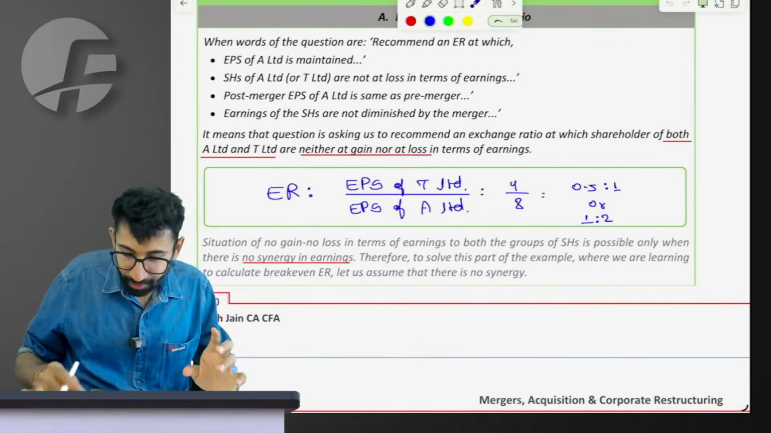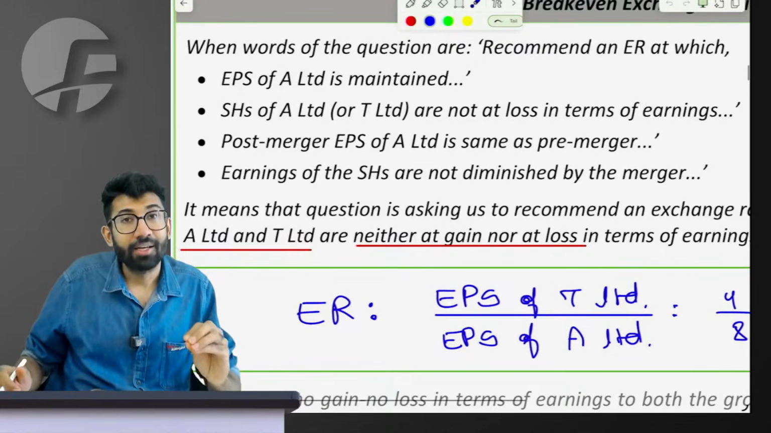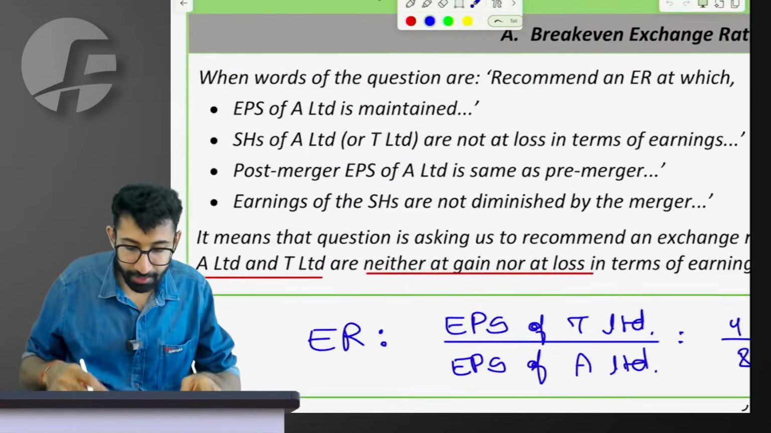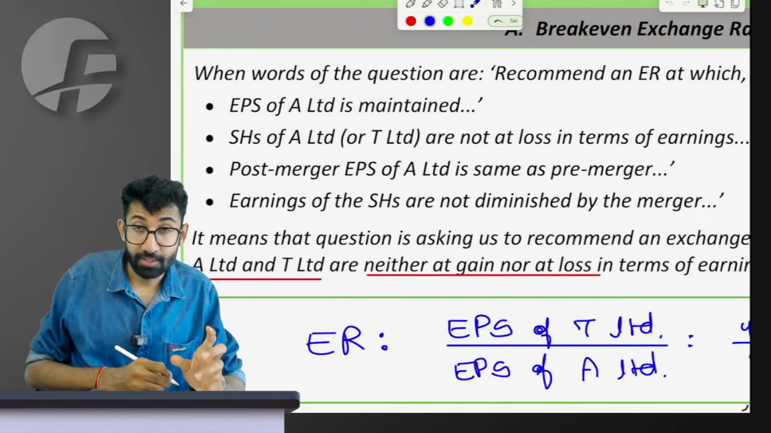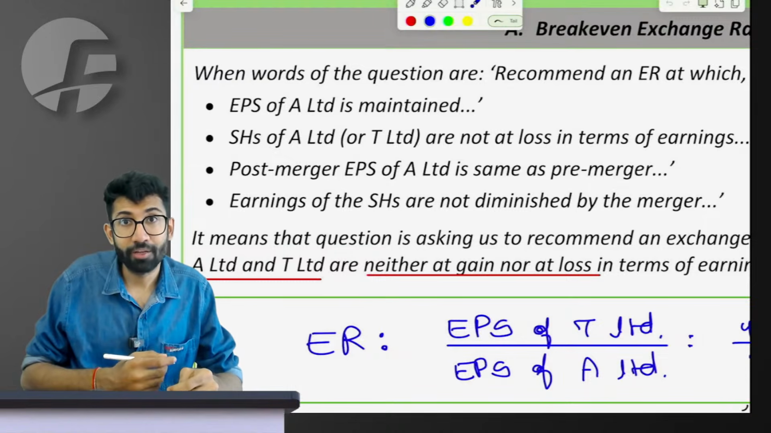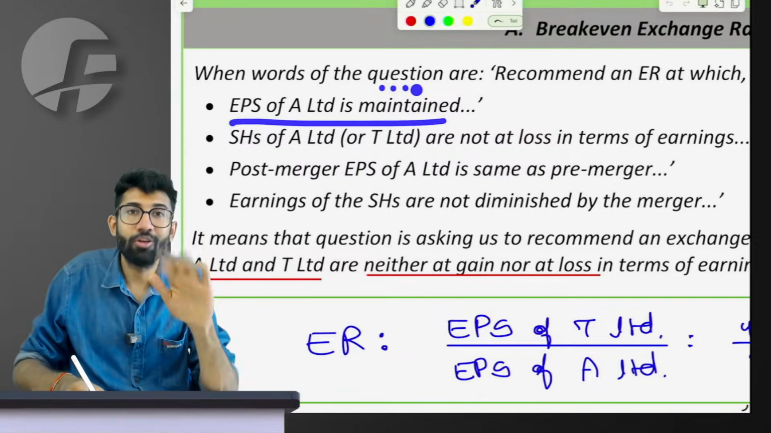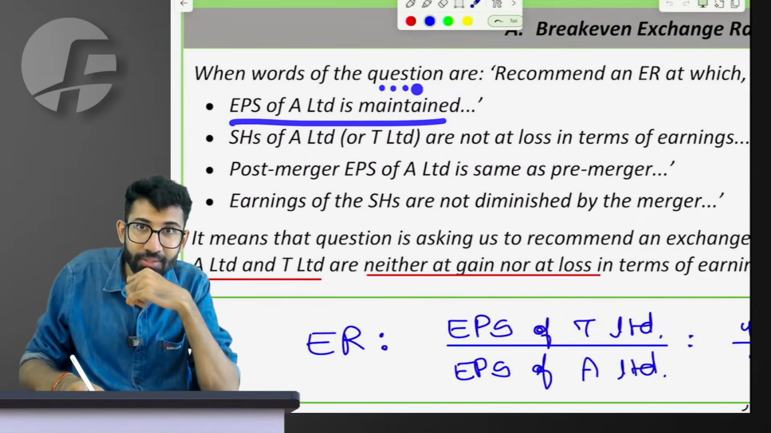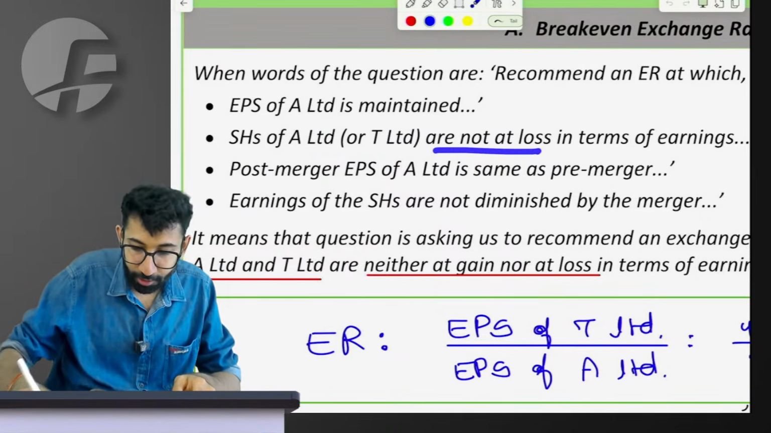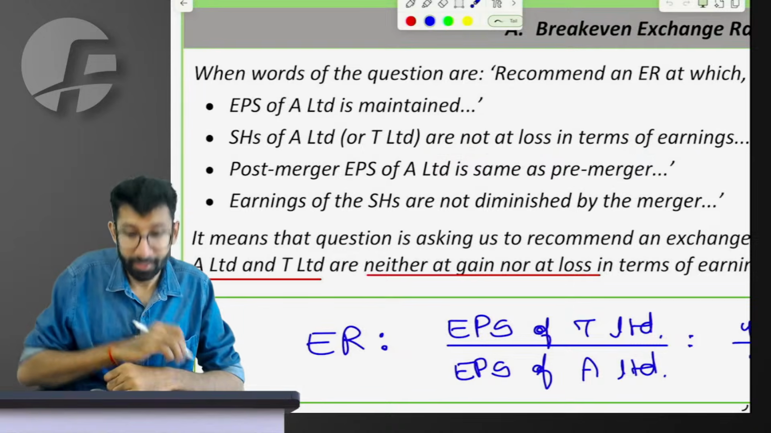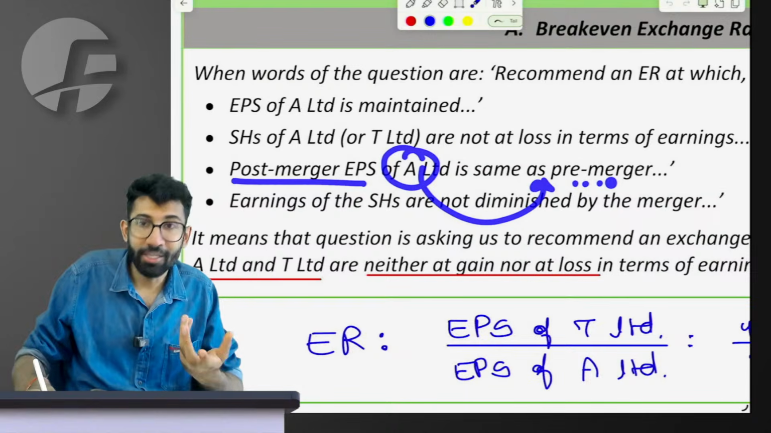Sir, how would we know if the question is a question of break-even? The examiner, in that case, asks you the question with these words: tell us an exchange ratio where EPS of A Limited is maintained. That's important. I'm trying to teach you how to identify it's a break-even question. It will tell you EPS of A Limited is maintained, meaning A does not gain or lose. It automatically implies T also does not gain or lose. Then it says shareholders of A Limited or shareholders of T Limited are not at loss in terms of earnings. That will be another way of asking. Post-merger EPS of A is the same as pre-merger. Again, they are saying it's maintained, no gain or loss.